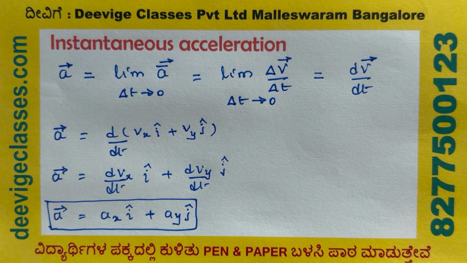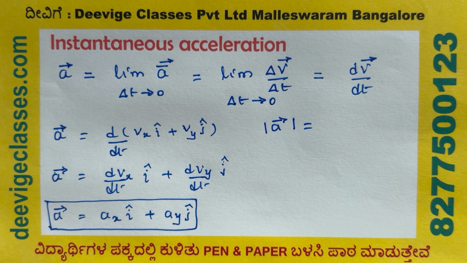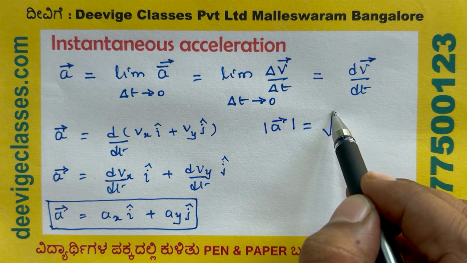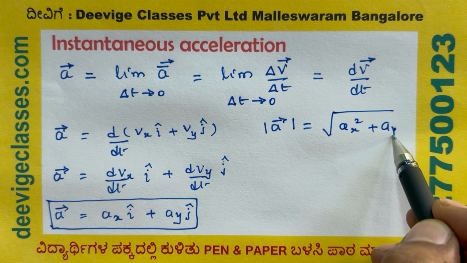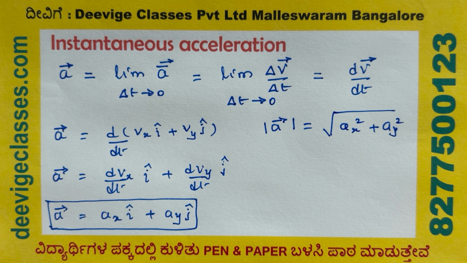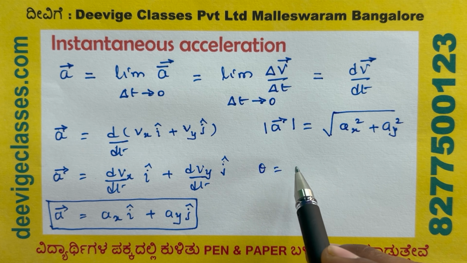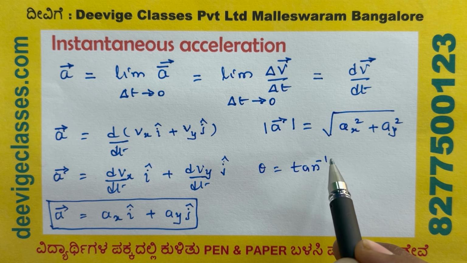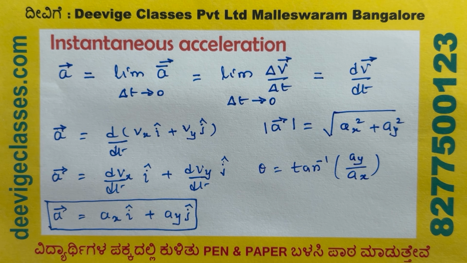Okay. So what is the magnitude of instantaneous acceleration now? The magnitude of the a vector is equal to root of a suffix x square plus a suffix y square. Okay. So if you want to find the direction, then theta is equal to tan inverse of a suffix y divided by a suffix x.